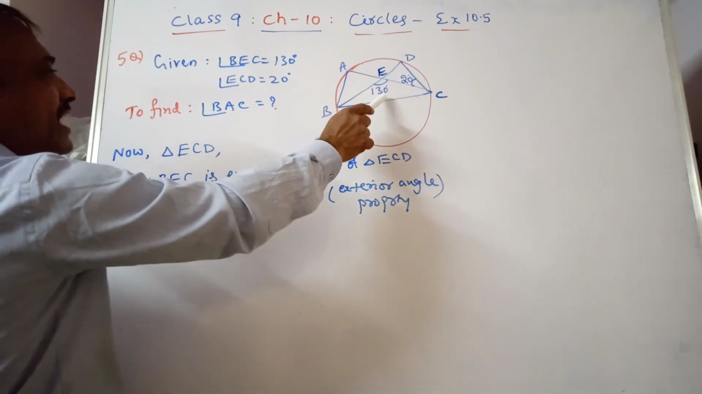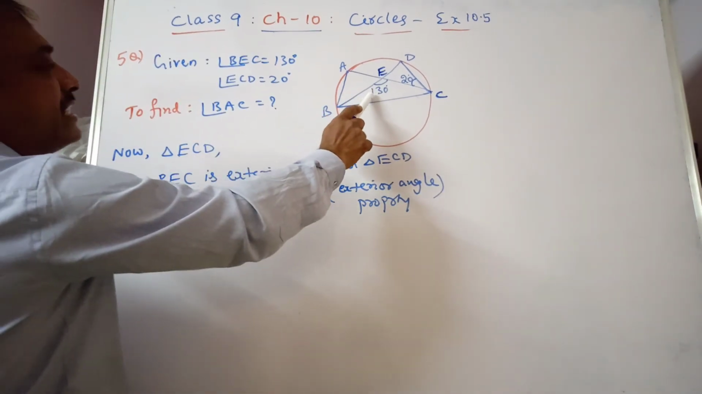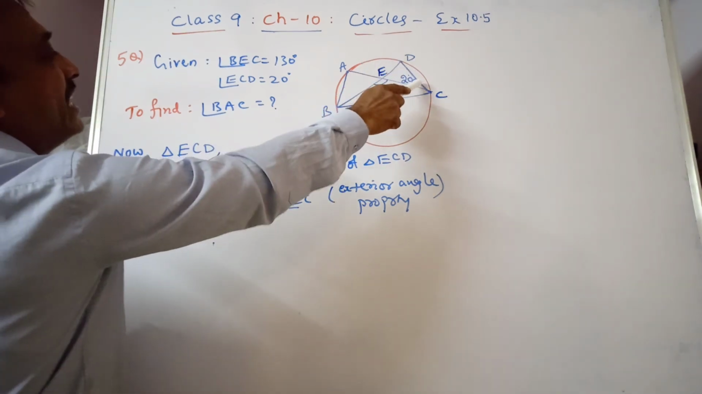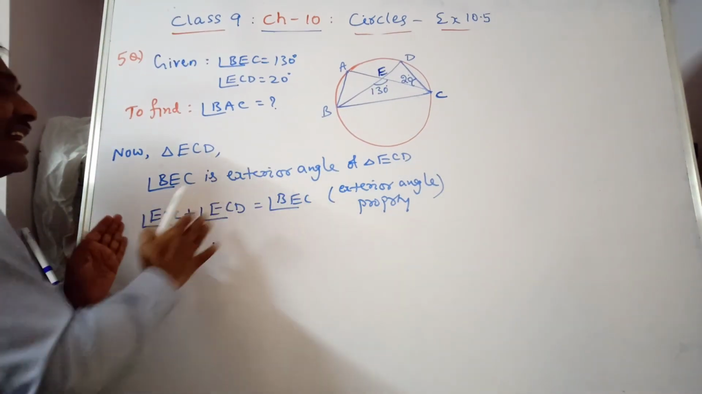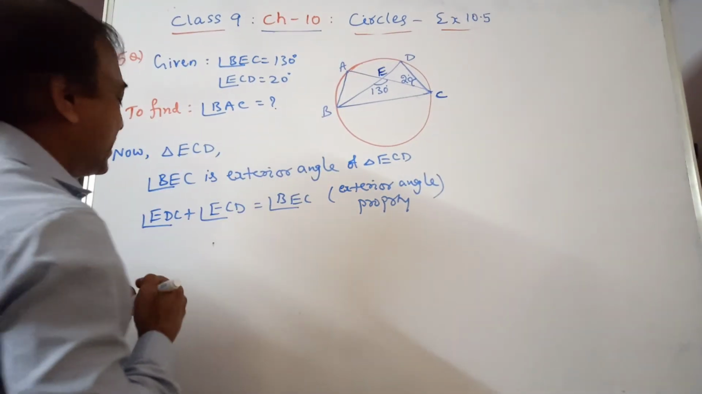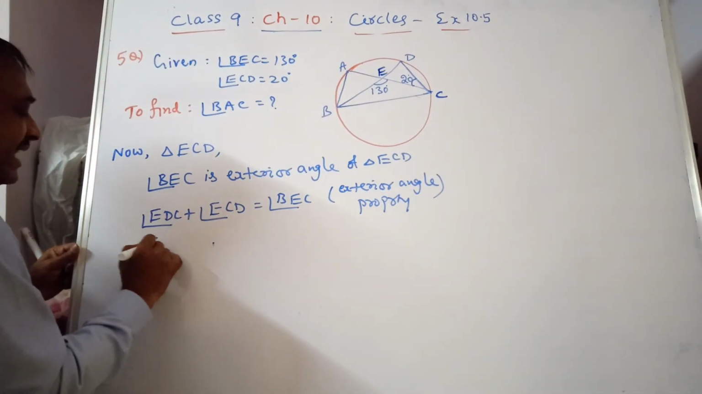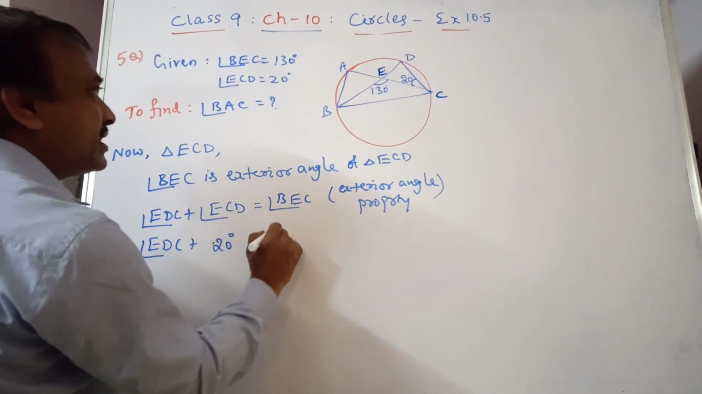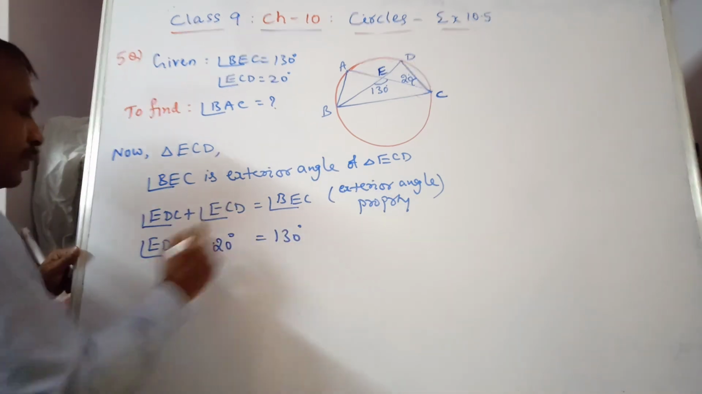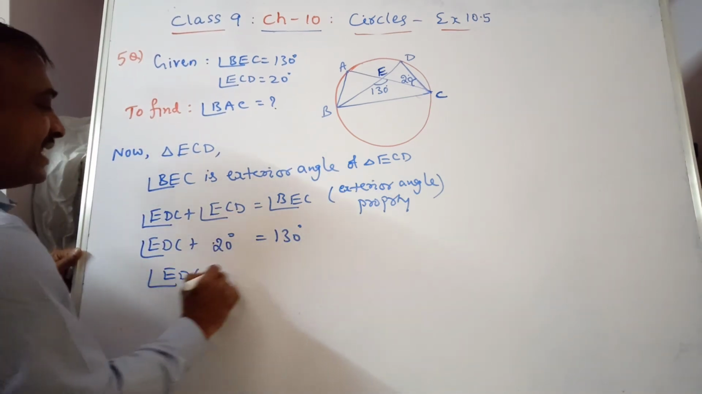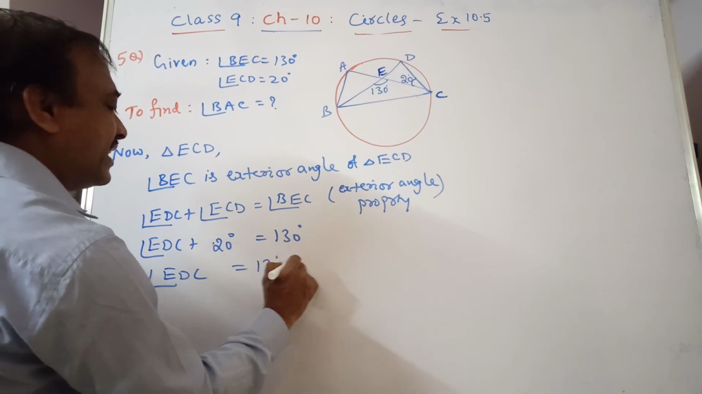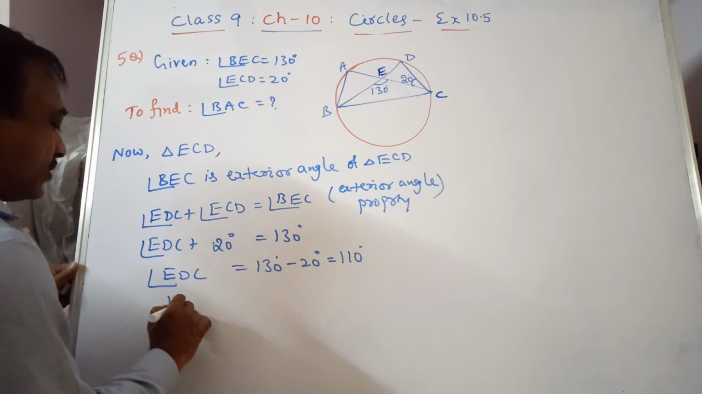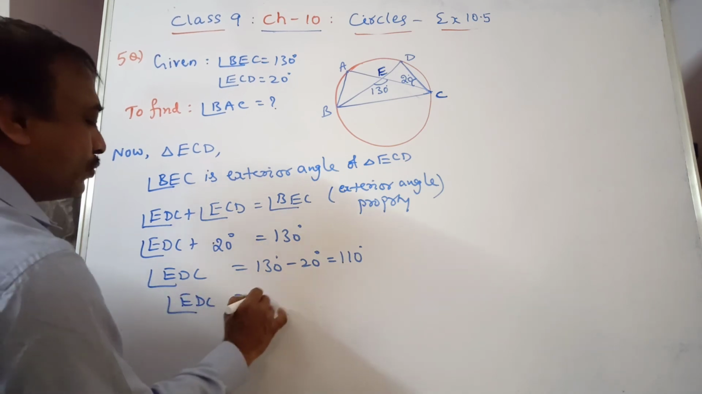Here it is given as 130 degrees. Observe it. This is 130 degrees. Are you following? And here one angle is given as 20 degrees. So by using the exterior angle property, we are going to find EDC first. Angle EDC plus ECD, which is 20 degrees, is equal to 130 degrees. Transposing 20, angle EDC is equal to 130 degrees minus 20 degrees, which gives 110 degrees. So angle EDC is equal to 110.